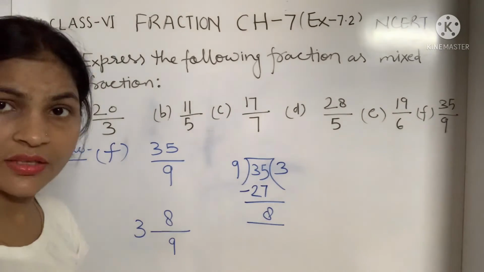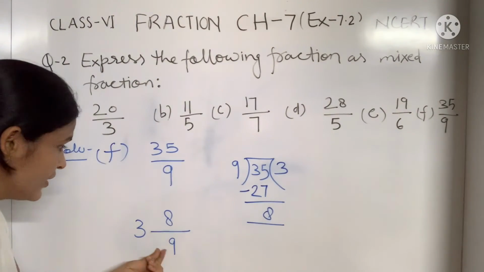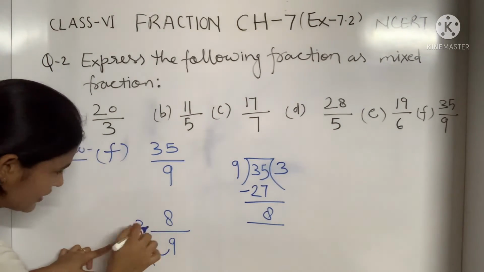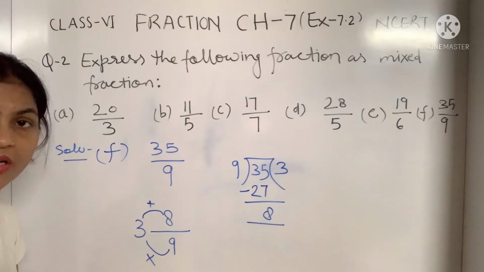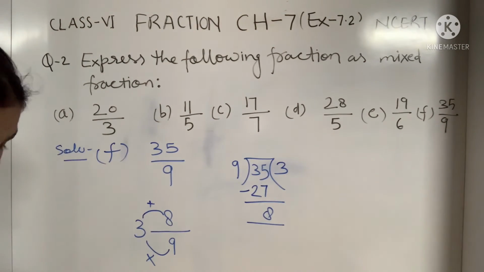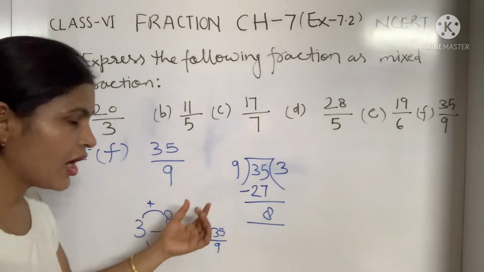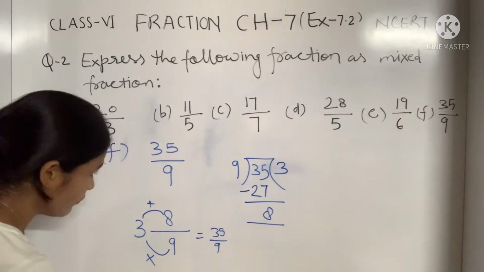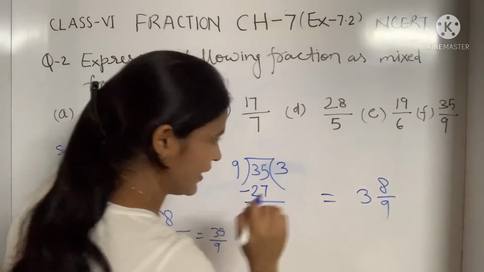Now I will recheck this. Is it correct or incorrect? How can we check? 9 3s are 27. This number gets multiplied with the denominator, and then we add the remainder. 9 3s are 27. 27 plus 8: 27, 28, 29, 30, 31, 32, 33, 34, 35. So it becomes 35 upon 9. So our procedure is correct. So I can write 35 upon 9 as a mixed fraction: 3 and 8 upon 9.